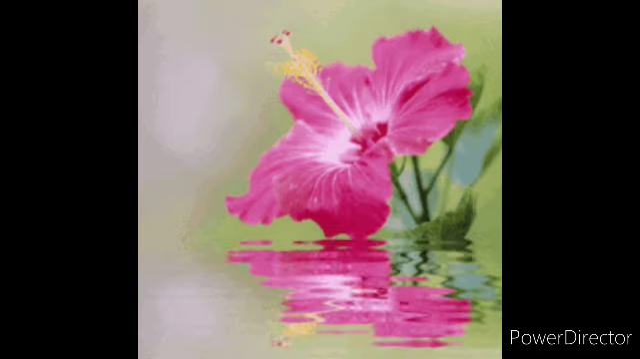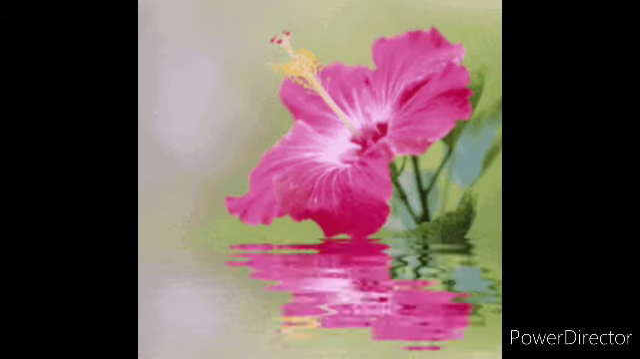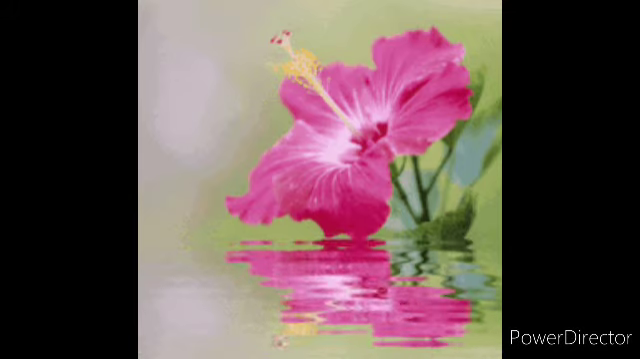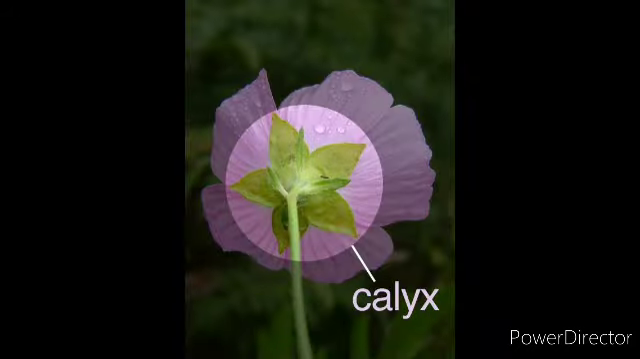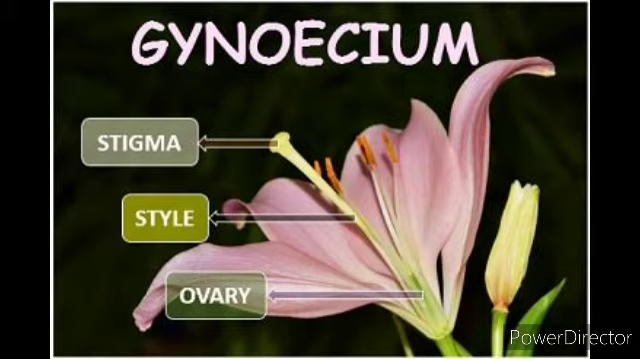The flower. A flower is usually the most beautiful and colorful part of a plant, which serves as a reproductive organ. It consists of four major parts or whorls, that are calyx, corolla, androecium and gynoecium.